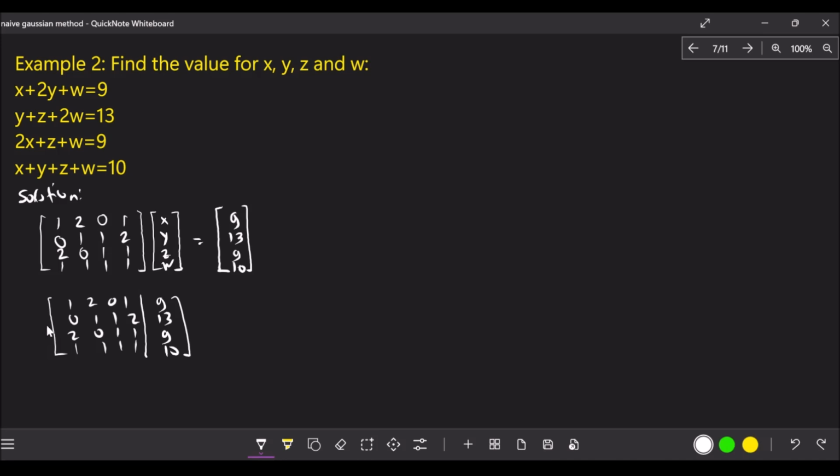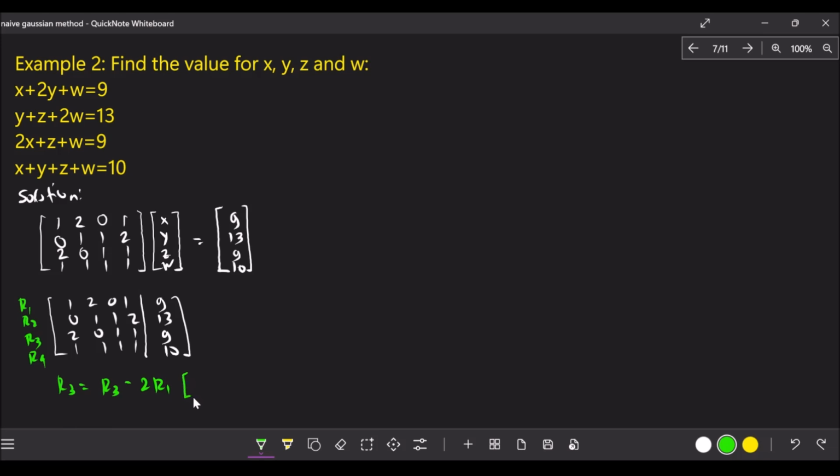Now, if we label our rows, they will be R1, R2, R3, and R4. For R2, the first element is already 0. So what we are going to do now is make the first elements of R3 and R4 equal to 0. To do that, for R3, we subtract twice R1.